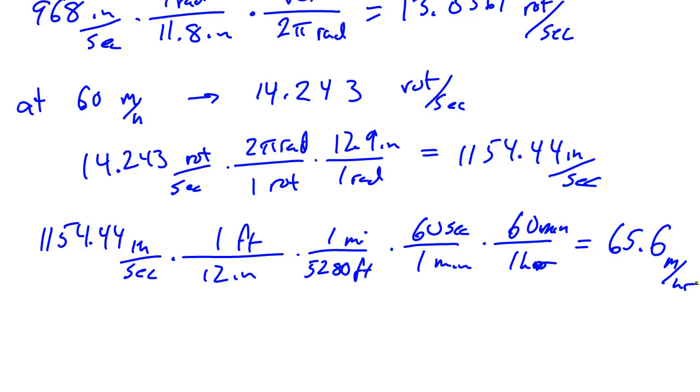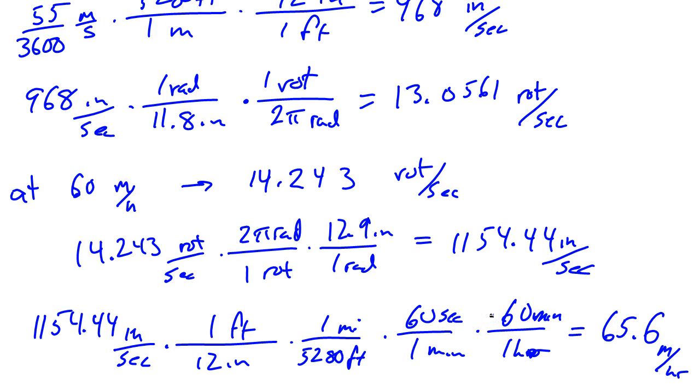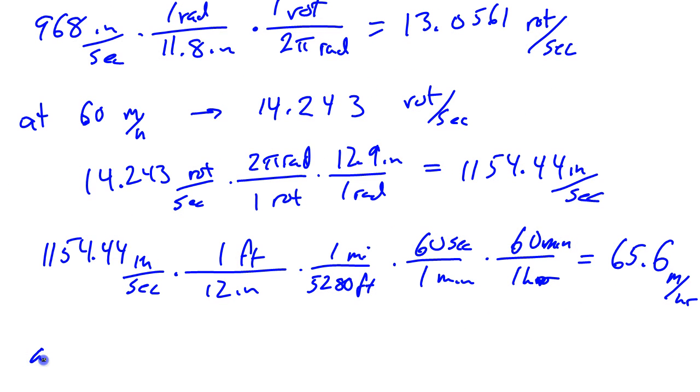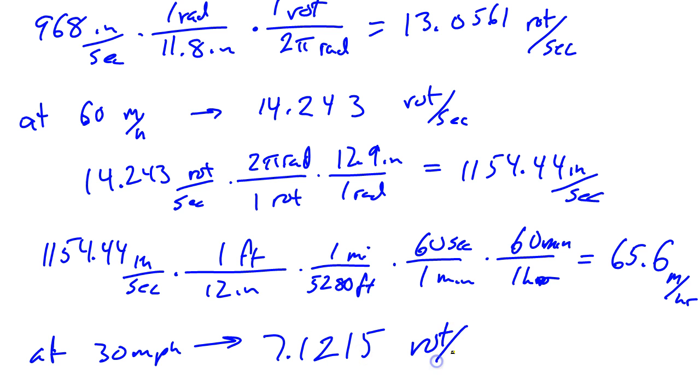So you think you're doing 60, but you're doing 65.6. Okay. Now, to do part C, they say, oh, wait a minute, you got smaller tires, and they want you to do it at 30 miles an hour. So I got to come back up here and say at 60 miles an hour it was spinning this fast. At 30 miles an hour, it'll be exactly half of that. So at 30 miles per hour, you're going to be spinning at that 14.23 divided by 2, so 7.1215 or whatever rotations per second.